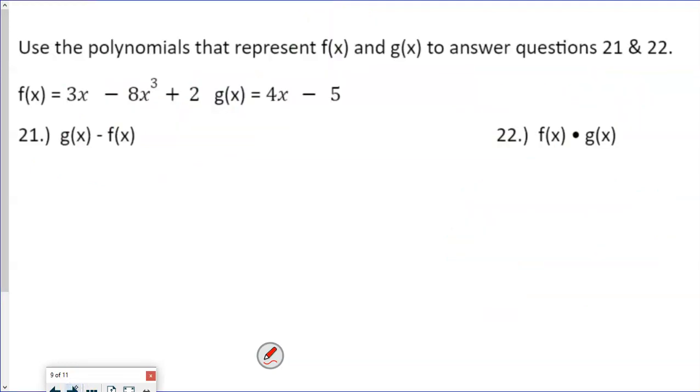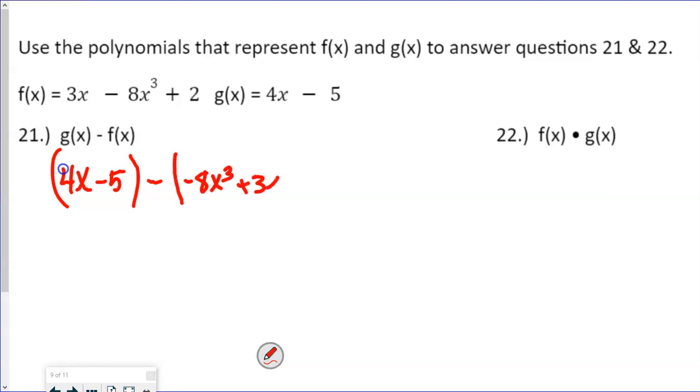This one says use the polynomials that represent f of x and g of x to answer questions 21 and 22. So g of x, we're going to do g of x minus f of x. So we're going to do 4x minus 5 minus, and I'm going to go ahead and put this in, well, actually, yeah, standard form. So I'm going to do negative 8x to the third plus 3x plus 2. And what are we going to do to all the signs in that second set of parentheses if we're subtracting everything, y'all? Yeah, we're going to change this to a plus. We're going to change this one to a minus. We're going to change this one to a minus.